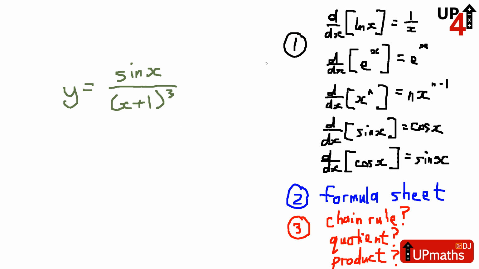Last one. What about this? No, I don't recognise it. I can't quickly and easily change it into one of those five. It's not on the formula sheet. It's not chain rule. It's not product. It's quotient rule because it's two things. It's a u over a v, so I could use that rule.